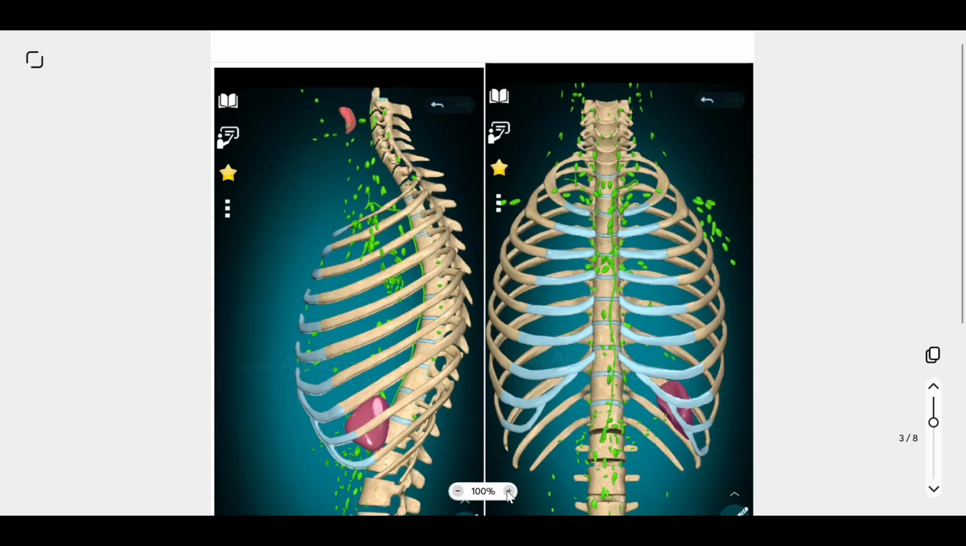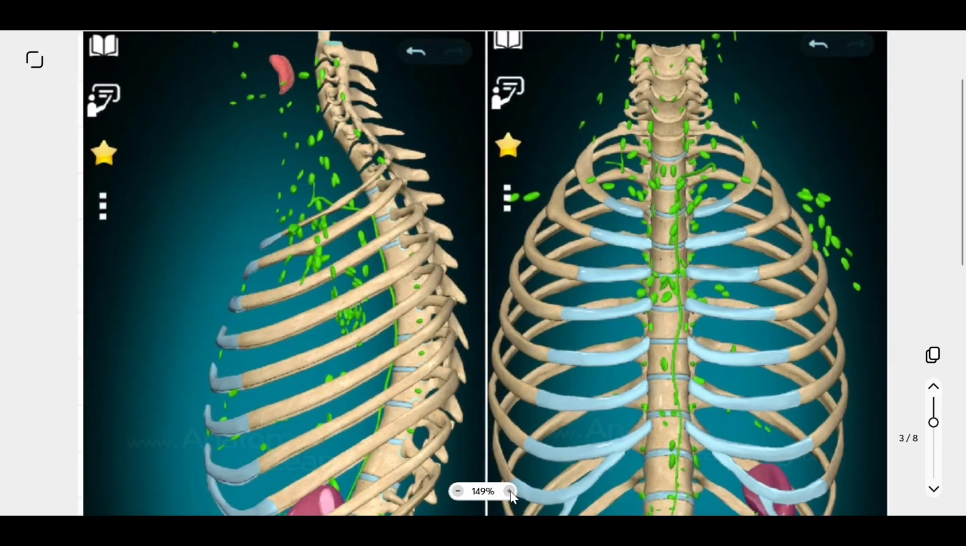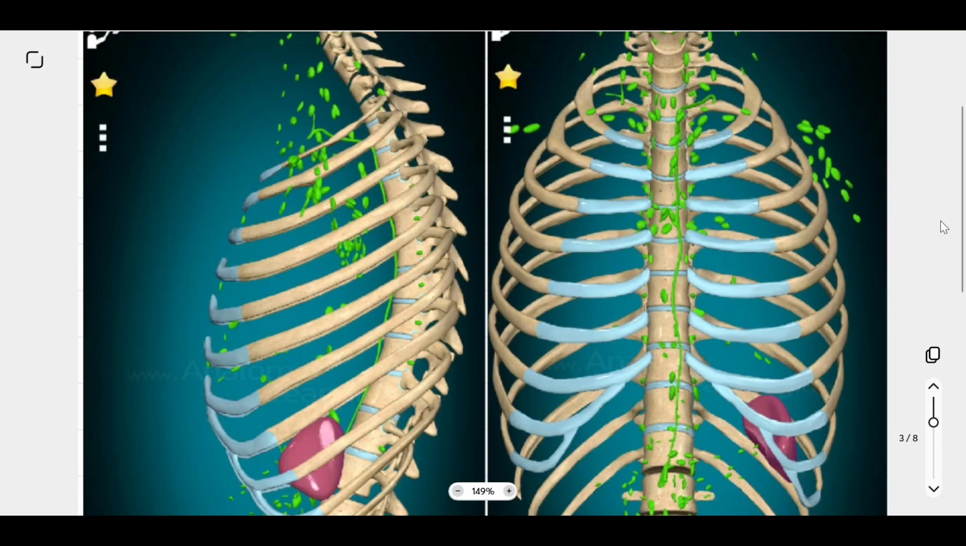I have a 3D anatomy app. In the 3D anatomy app, I have taken out this lateral view, and here it shows the thoracic duct. You can appreciate this long green colored thoracic duct lying anterior to the vertebral column. The long green colored duct is the thoracic duct, and this is the anterior view. This is our thoracic duct.